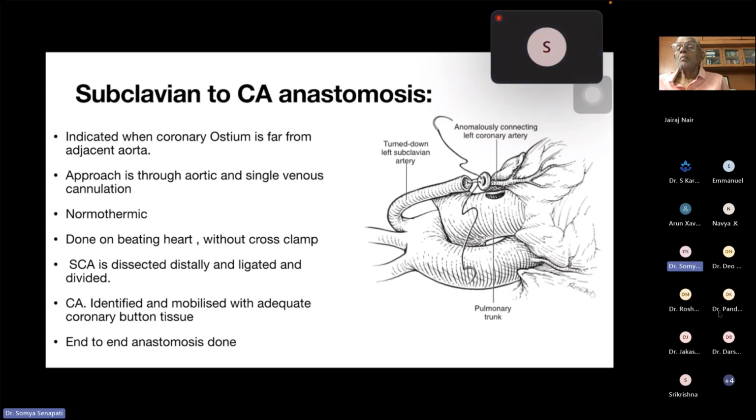First of all, we have to dissect the arch fully to expose the subclavian artery, mobilize the PA fully, and mobilize the branch PAs fully. Then the appropriate length is measured and the subclavian artery is dissected distally, ligated and divided. The anomalous coronary artery is identified and mobilized with adequate coronary button tissue, and an end-to-end anastomosis is done.